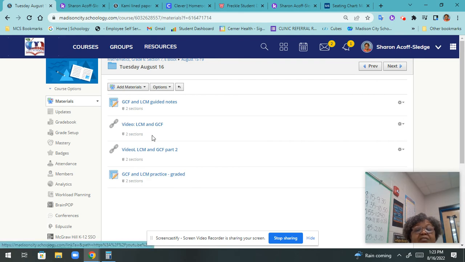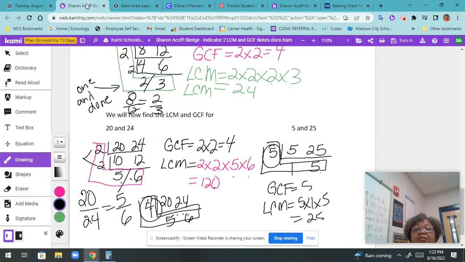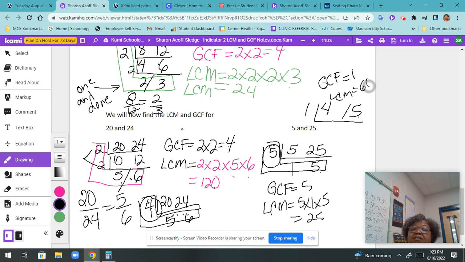And these 2 videos here from Miss Lott are good. Oh, that reminds me. If you have a little space, let's say I have 4 and 15. What goes into both of those? 1. We're already 1 and done. So your GCF is 1, and my LCM, just multiply these two numbers. 15 times 4 is 60.